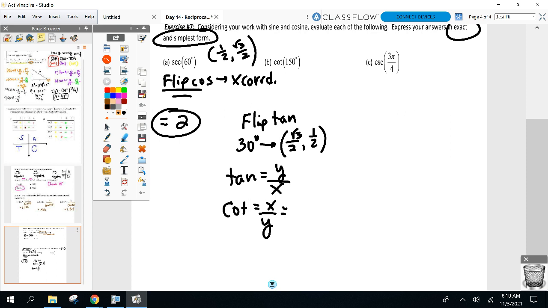What's your coordinate here? Radical 3/2 divided by 1/2. We dealt with these yesterday. How do we deal with these? Yep, radical 3/2, keep it, change the division to multiplication, and do what with the bottom? Flip, 2/1. We got some crossouts, right? Cotangent of 150.